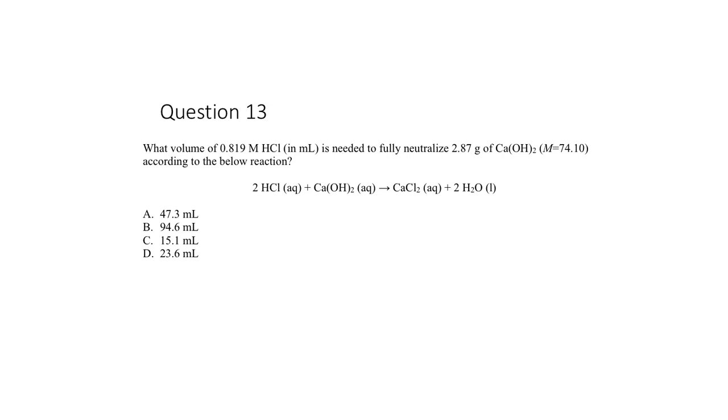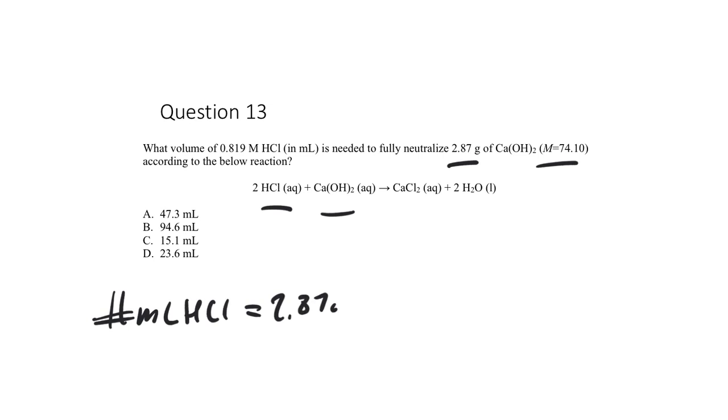Question 13. Actually, no, wait, this isn't my question. How much of this solution do we need to fully neutralize 2.87 grams of calcium hydroxide? Molar mass is given here, and this is just a stoichiometry problem. The number of milliliters of the HCl solution would be equal to, let's start with the given quantity of the other reactant.